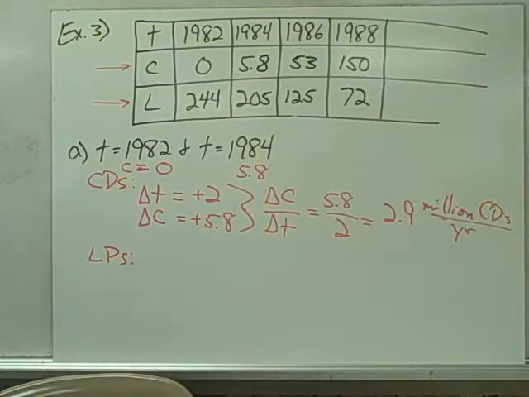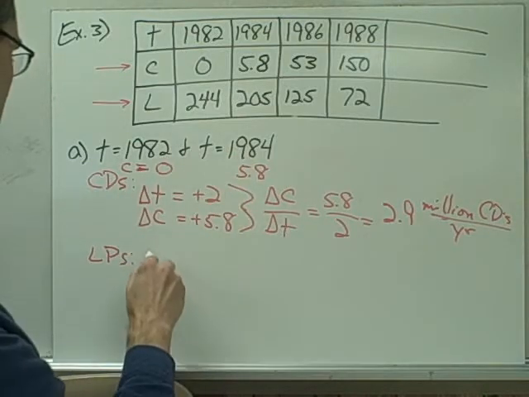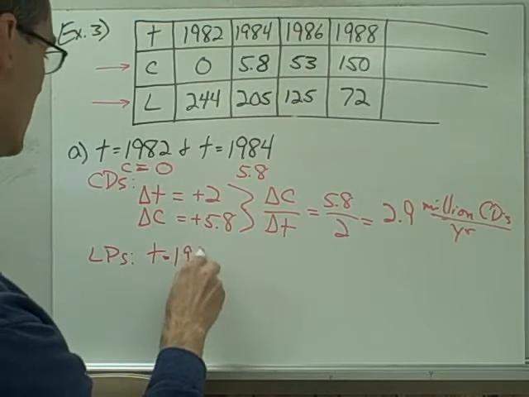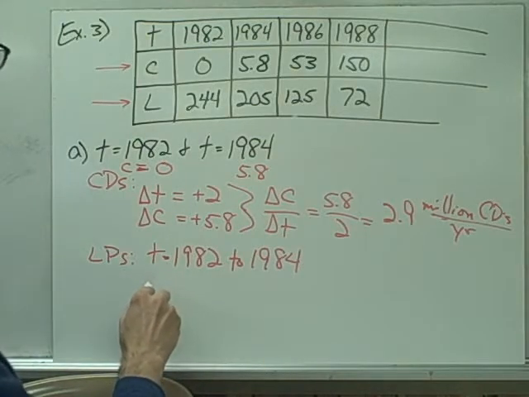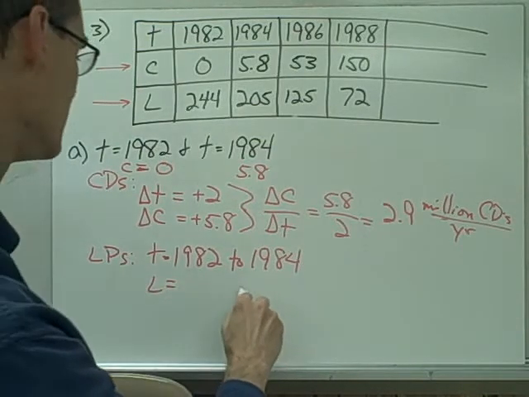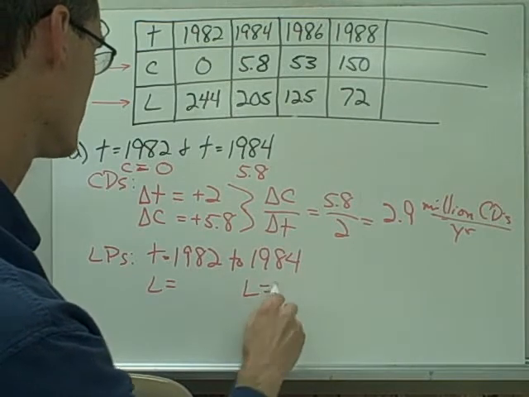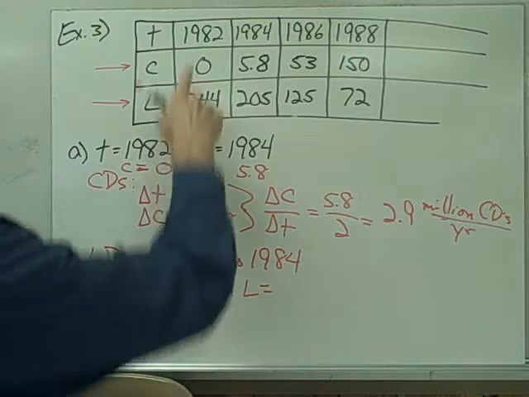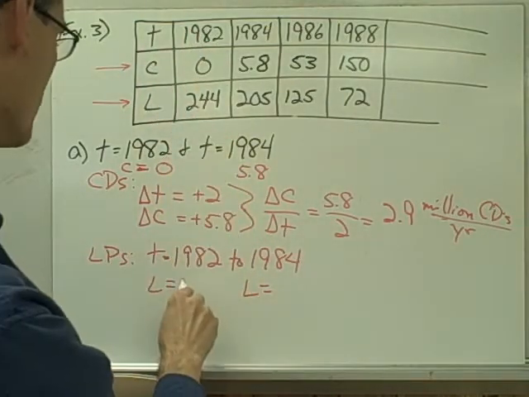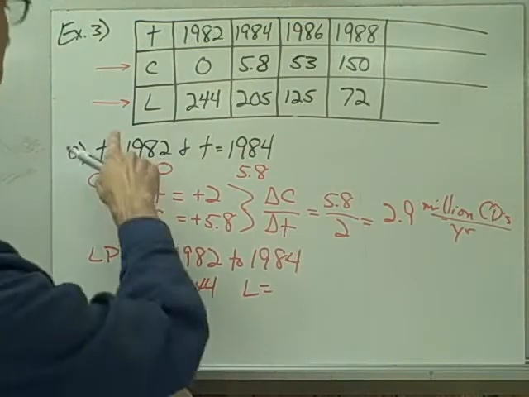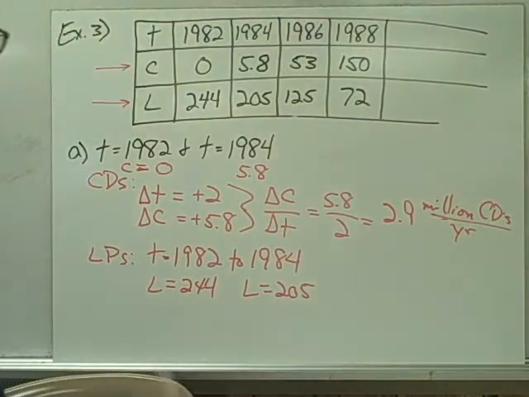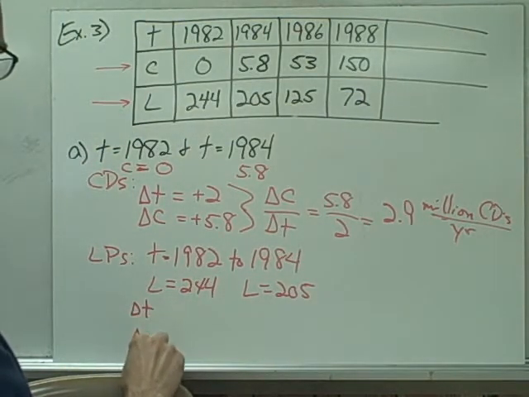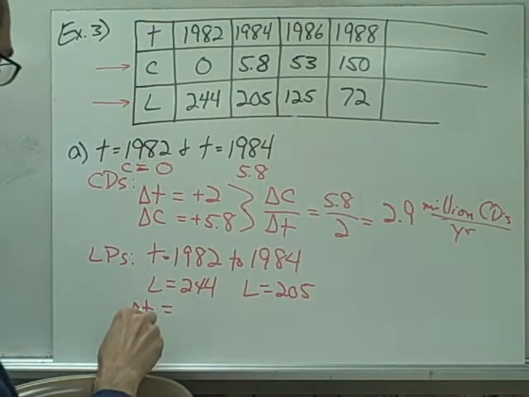Well, let's take a look at LPs. Again, I want to calculate, let's see, this is LPs from 1982 to 1984. Let's write this down here. 1982 to 1984. And I want to know now what's the value of my dependent variable over this interval, for these two values of time. So I look at my table. In 1982, LP sales were 244 million units. In 1984, LP sales were 205 million units.